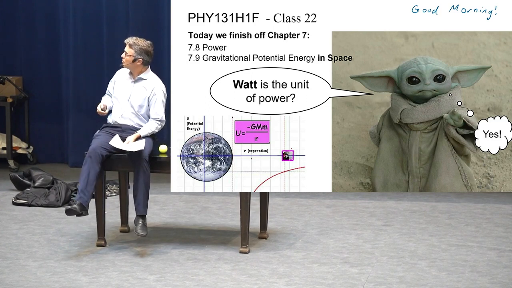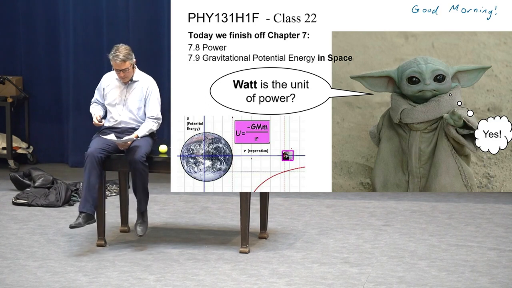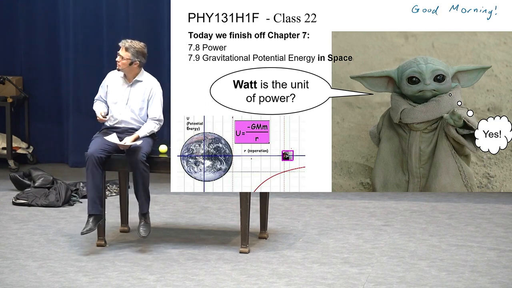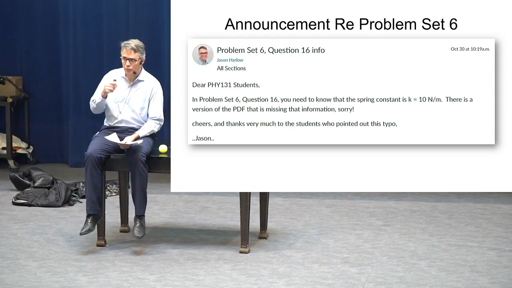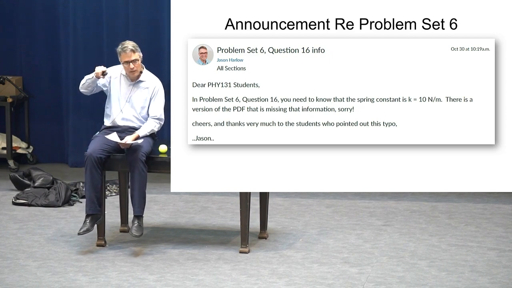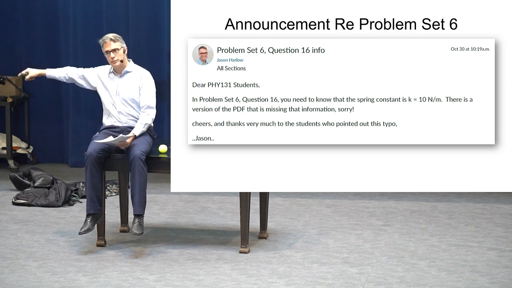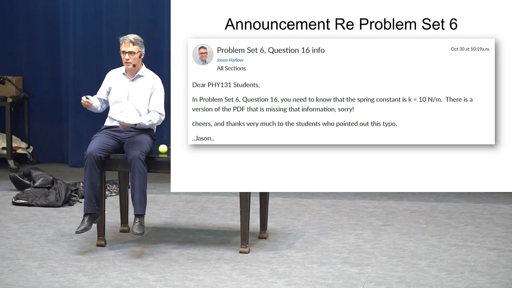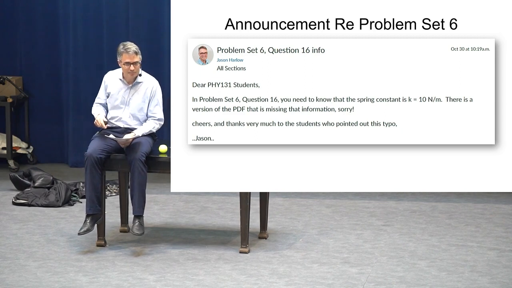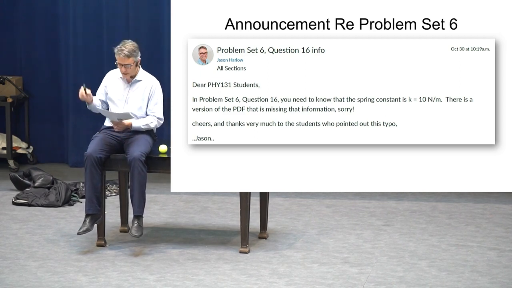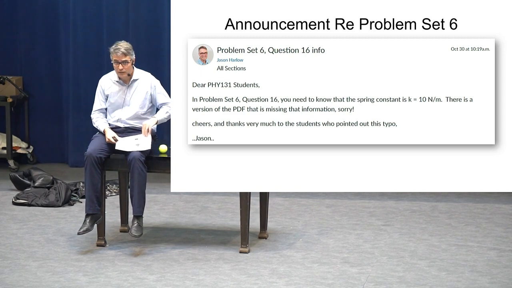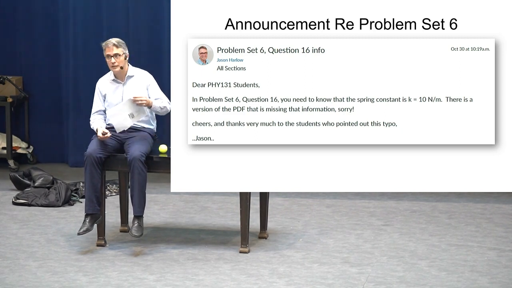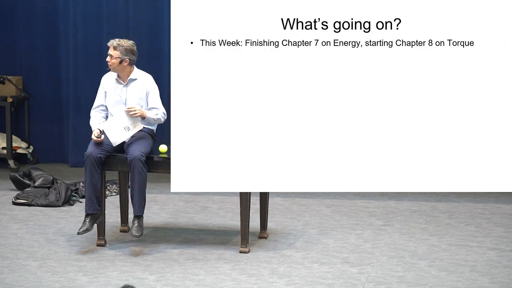And yeah, Halloween's tomorrow. There's little Baby Yoda. I just put in an announcement this morning. Some people mentioned on the pre-class survey this morning that there was a typo in the PDF part of problem set 6, which is due after reading week. There's just a missing spring constant, which you absolutely need to solve that problem. So there's an announcement up there. Thank you for that. I always like getting told when something bad's happening.